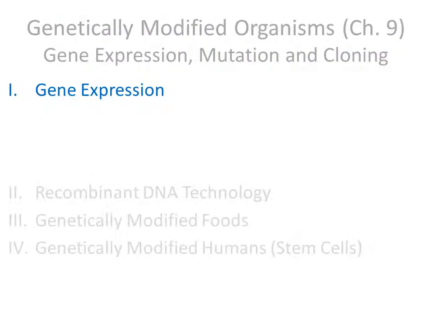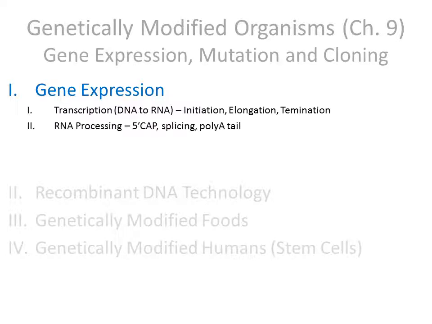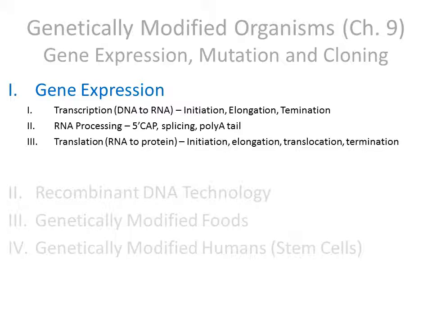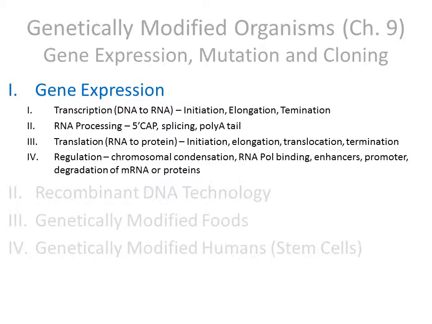That concludes the first part of Chapter 9, which covered gene expression. We talked about transcription, going from DNA to RNA, how the RNA is actually processed, and also the end step of translation, going from RNA to protein. Lastly, we also highlighted some of the many ways that gene expression is actually regulated.